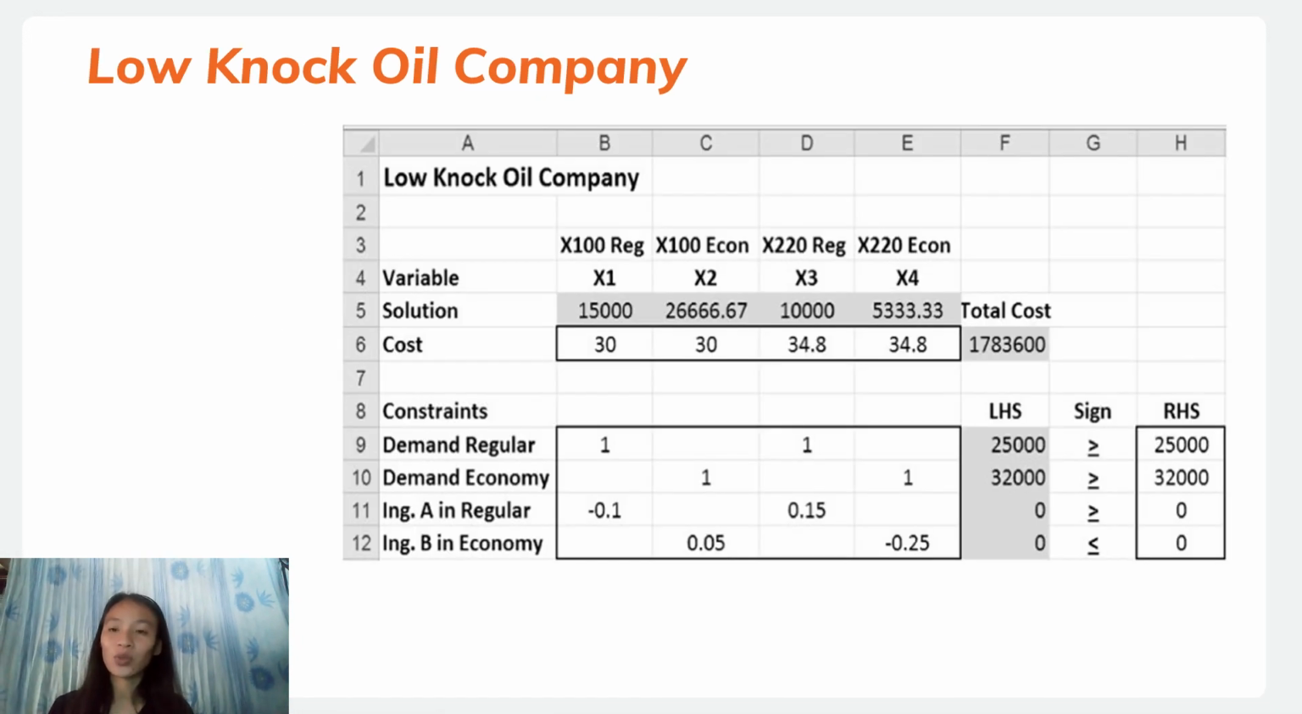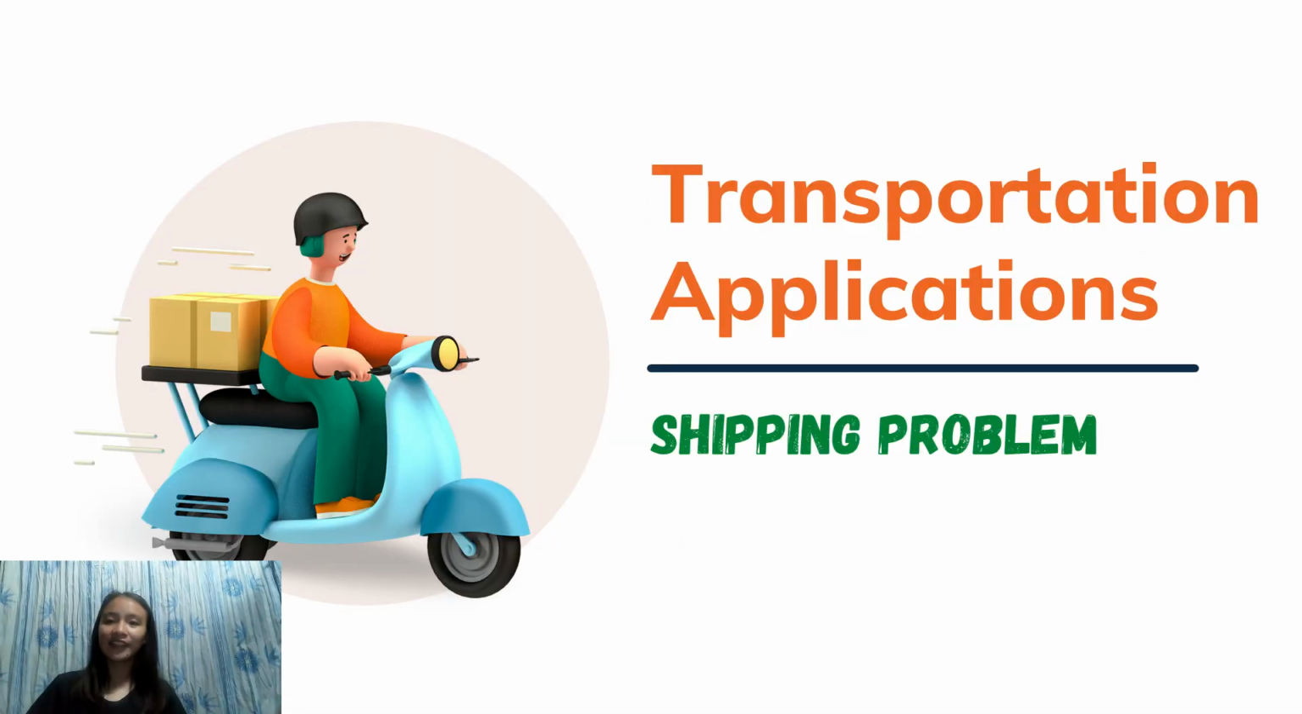Using Excel, the solution to the low NOx oils formulation was found to be x sub 1 equals 15,000 barrels of X100 into regular, x sub 2 equals 26,666.67 barrels of X100 into economy, x sub 3 equals 10,000 barrels of X220 into regular, and x sub 4 equals 5,333.33 barrels of X220 into economy. And the cost of this mix is $1,783,600.